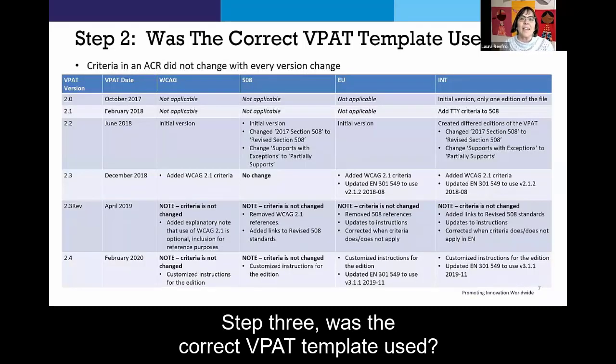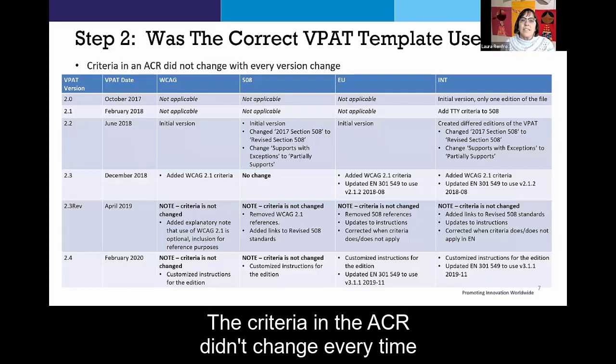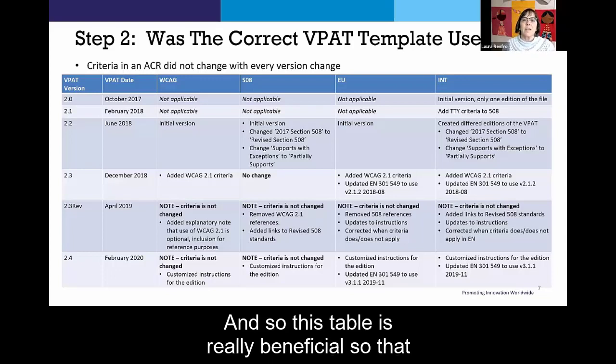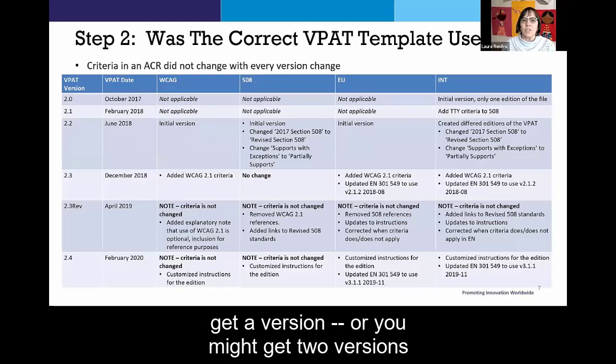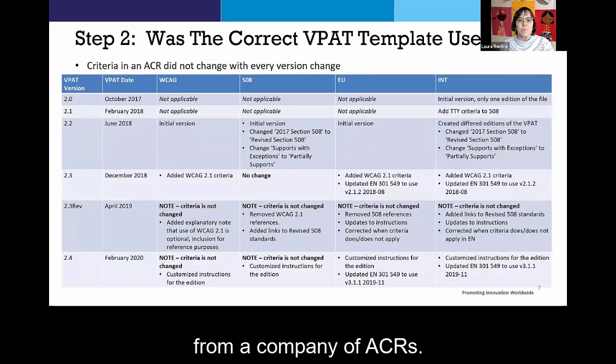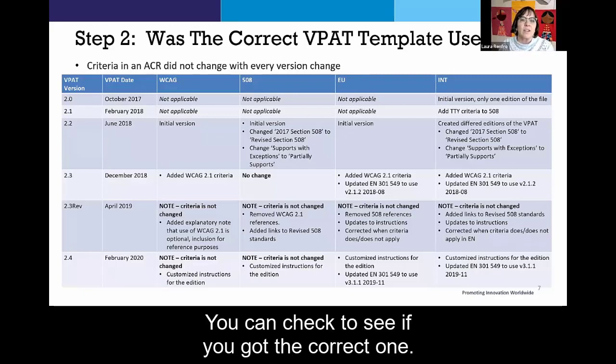Okay, step 3, was the correct VPAT template version used? The criteria in the ACR didn't change every time the version did. And so this table is really beneficial so that you can check if you get a version, or you might get 2 versions of ACRs from a company. You can check to see if you got the correct one.